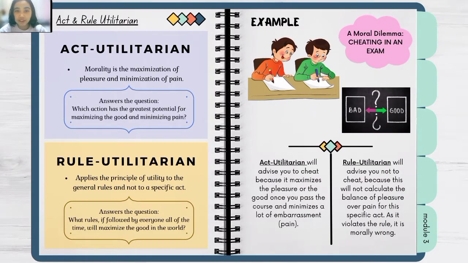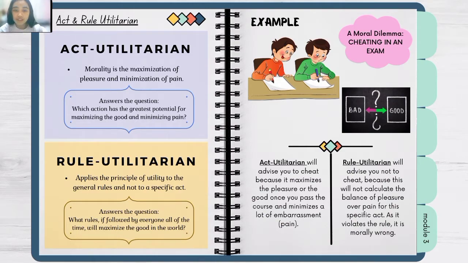Let's define the act utilitarian and rule utilitarian. For the act utilitarian, morality is the maximization of pleasure and minimization of pain. They respond to the basic question of which action has the greatest potential for maximizing the good and minimizing pain. While for the rule utilitarian, the focal point of attention is the rules and not specific acts. They respond to the basic question of what rules, if followed by everyone all of the time, will maximize the good in the world.